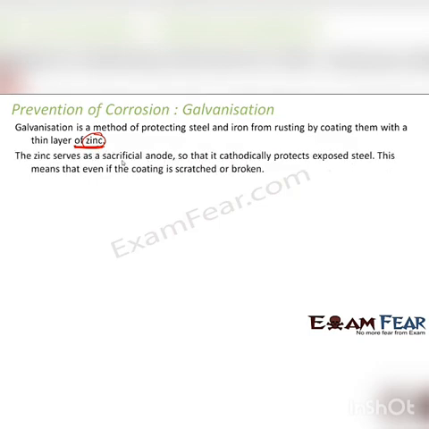And zinc here acts as an anode so that it cathodically protects steel. That means even if the steel is scratched or broken, the zinc part is scratched or broken, the zinc will still prevent rusting, because zinc will act as anode. Let's explain why. So the method of galvanization is like this. We have 2 methods. One is hot dip galvanization. The other is electroplating.